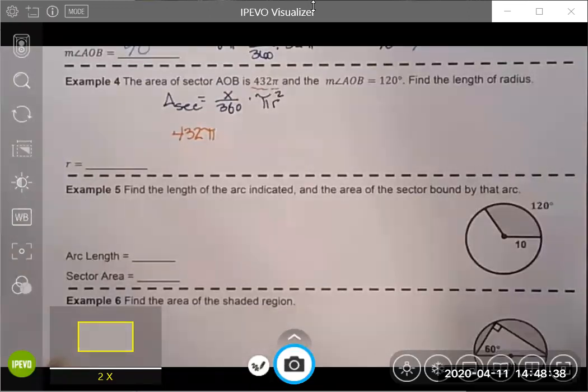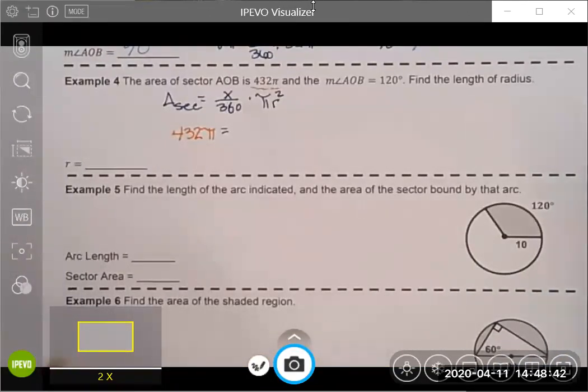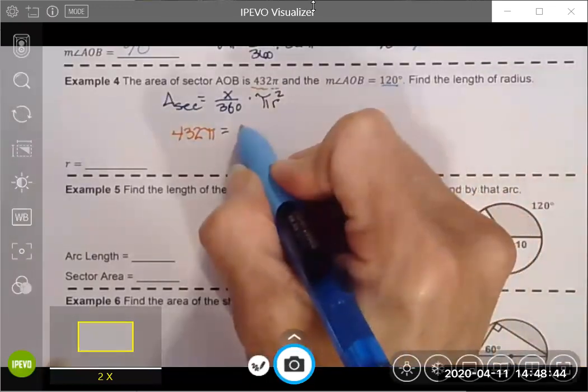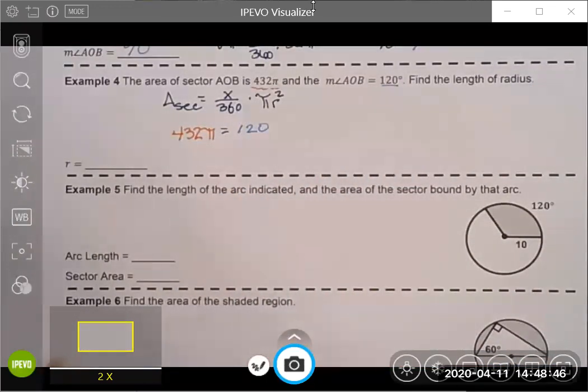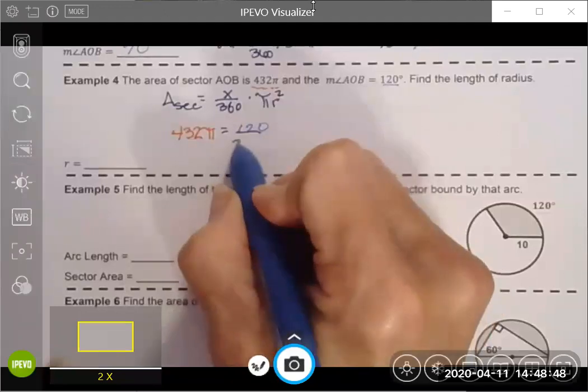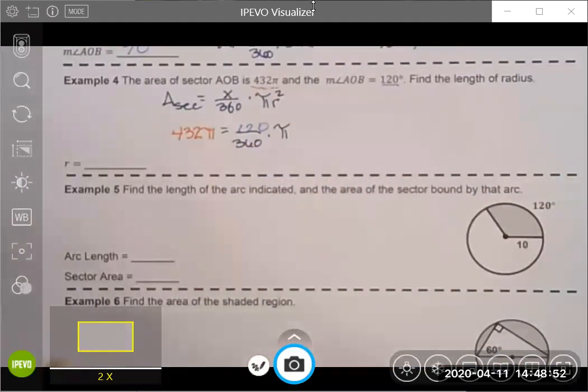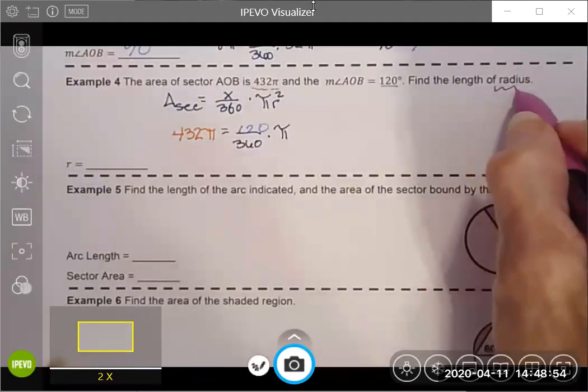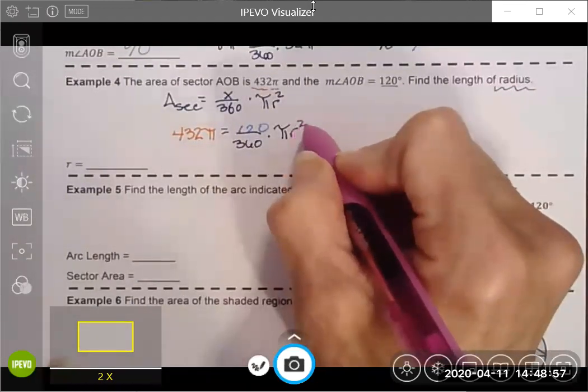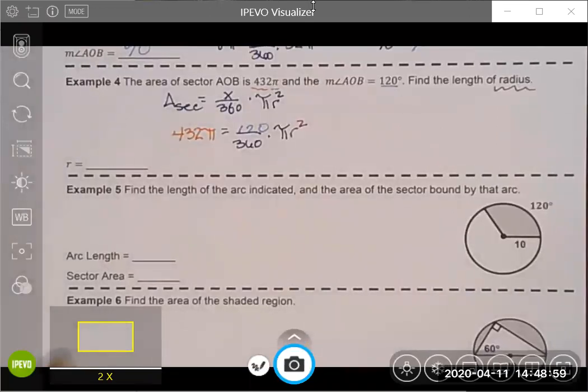And that is going to be equal to my central angle, 120 divided by 360, times pi. And here's what we don't know, guys. We're trying to find the radius. So I'm just going to leave that as a variable. That is the geometric representation of the problem that we have been given.